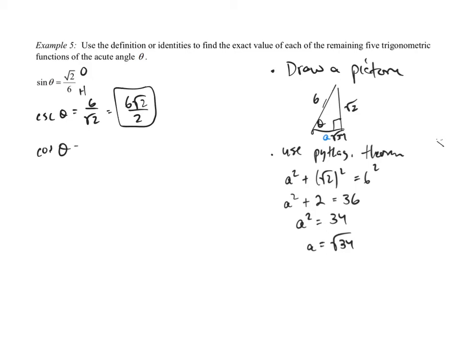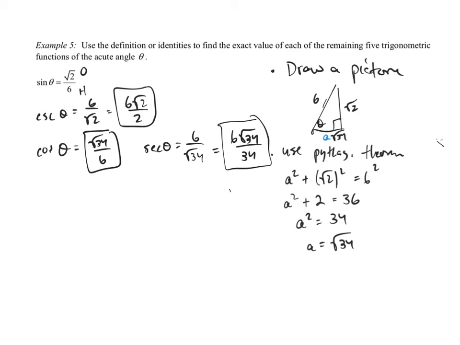Cosine theta, using our triangle, is going to be the adjacent side of theta, which is square root of 34, over the hypotenuse, which is 6. So cosine theta is square root of 34 divided by 6. That means that secant theta will be the reciprocal of that, and so that would be 6 over the square root of 34, but that is not how we're going to leave our answer. We're going to rationalize it by doing the same trick that we've been doing. So 6 square roots of 34 over 34.